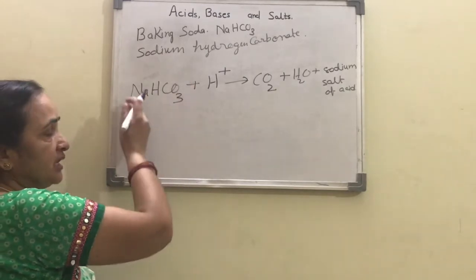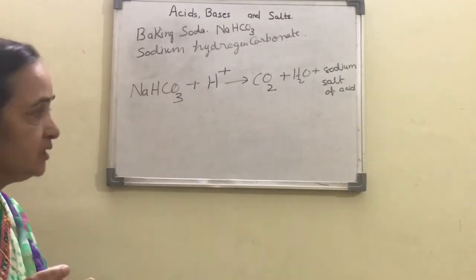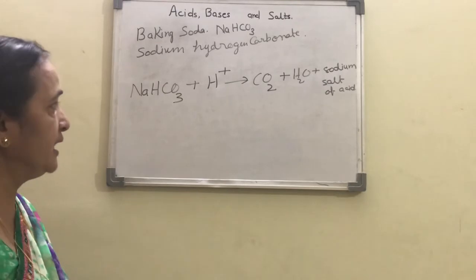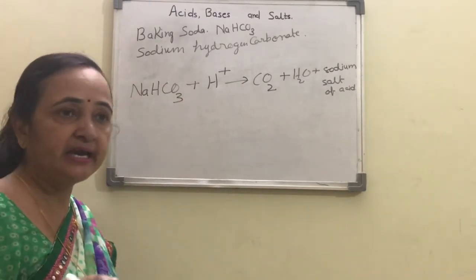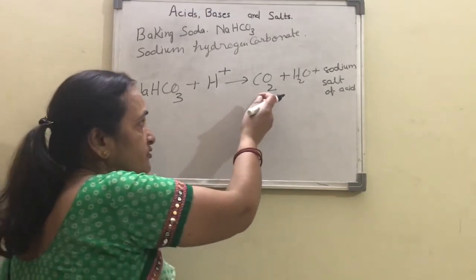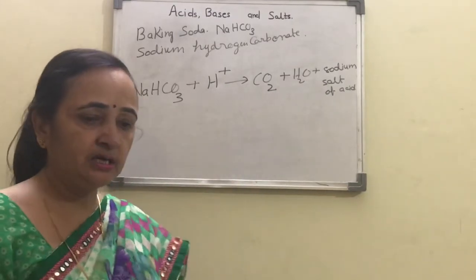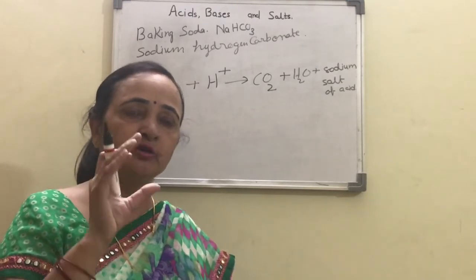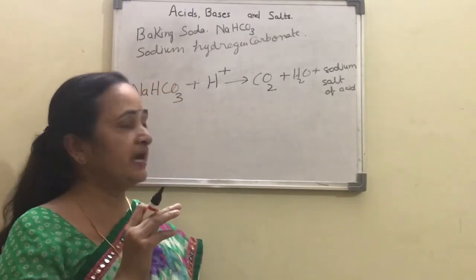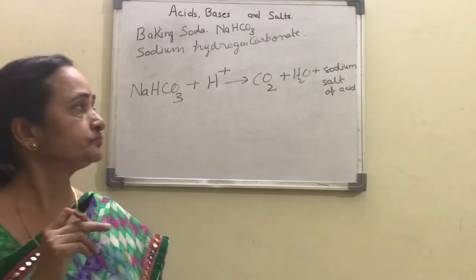Okay, so once again you see that sodium hydrogen carbonate, when it is added with hydrogen ions or any acid, converts into the baking powder, and when it is used in the preparation of breads and cakes, this carbon dioxide gas comes out, and whichever place it goes, it becomes hollow. Because of that reason, breads and cakes become spongy.